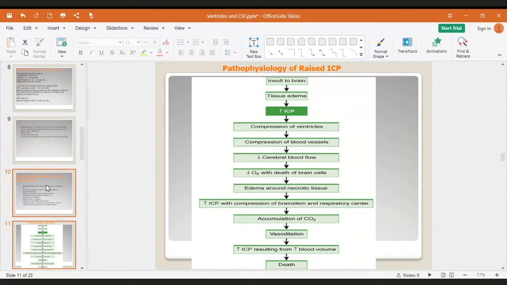And there is edema around necrotic tissue, and increased intracranial pressure with compression of the brain stem and respiratory center leads to abnormality of the vitals. There is accumulation of carbon dioxide and vasodilatation, leading to increased intracranial pressure due to increased blood flow, and a vicious cycle of insult.